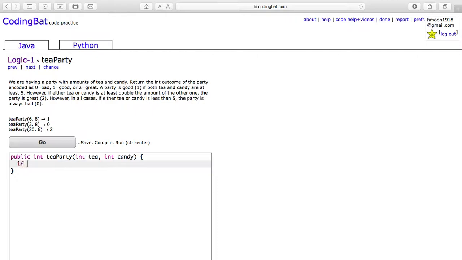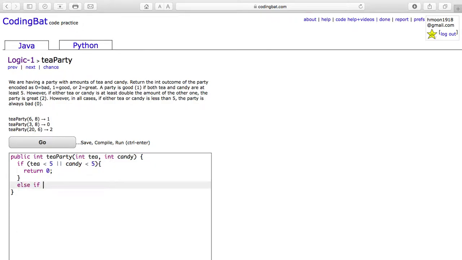So we will start by giving the case that if the tea is less than 5 or the candy is less than 5, we will return 0 for a bad party.